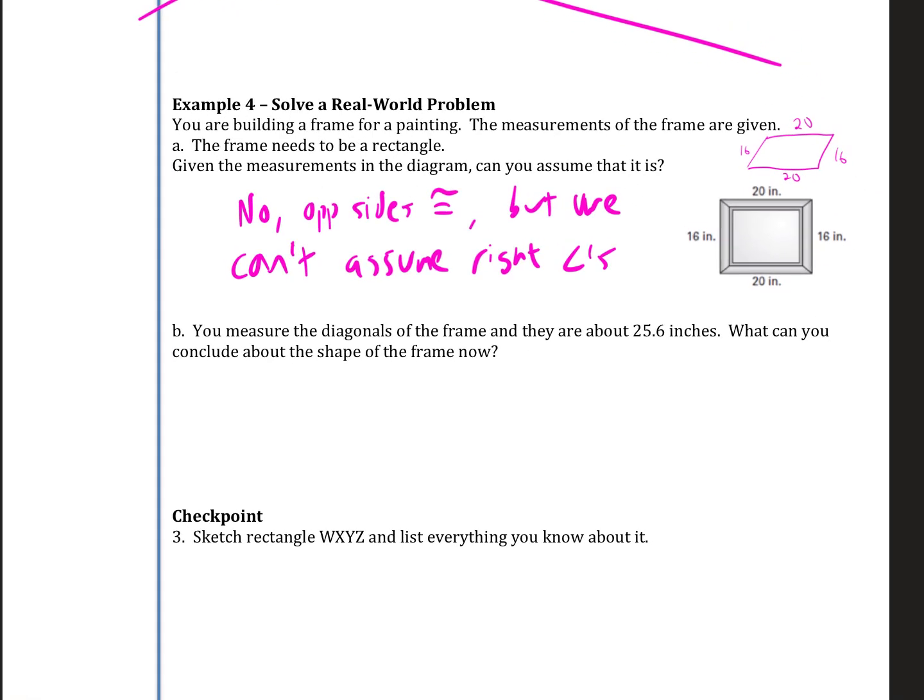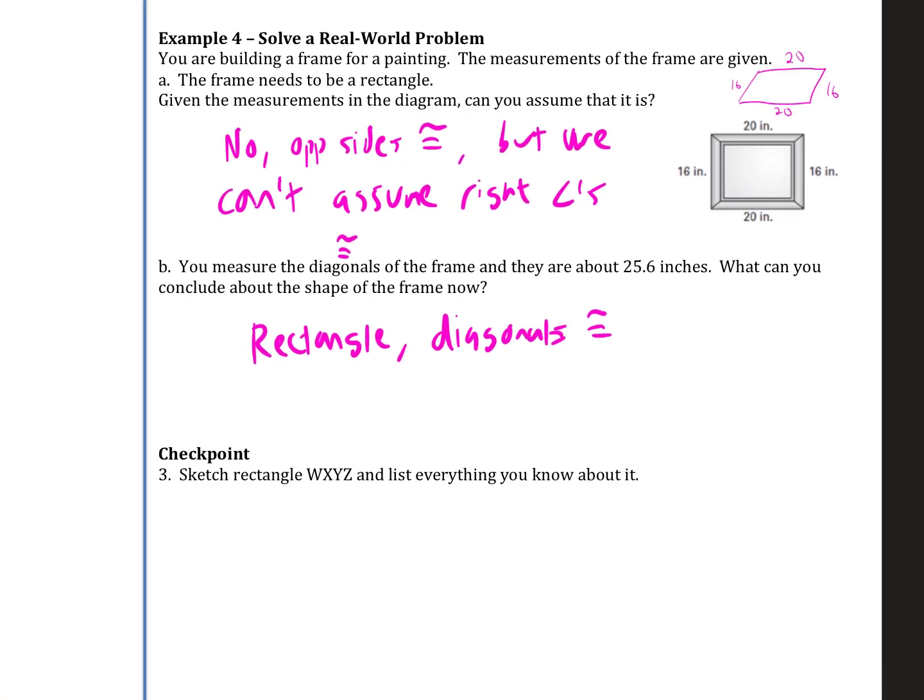All right. Now, let's see here. It says you measure the diagonals of the frame, and they're about 25.6 inches. Now what can we conclude about the shape of the frame? So we can say that the diagonals are congruent. Now, which shape has diagonals that are congruent? Yeah, it's a rectangle. This is going to be a rectangle. This is all in that quadrilateral flowchart. It's under the properties of rectangles. The diagonals are congruent, so we can assume that it's going to be a rectangle. And that's why. All right, and then we're not going to do checkpoint 3 down here.